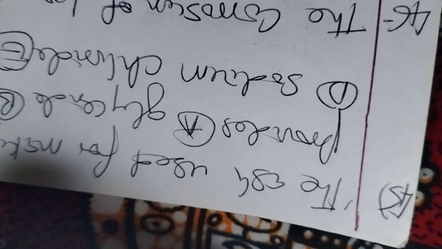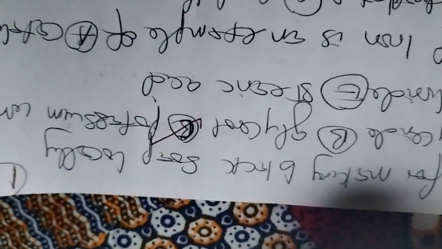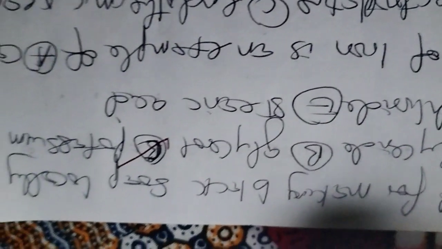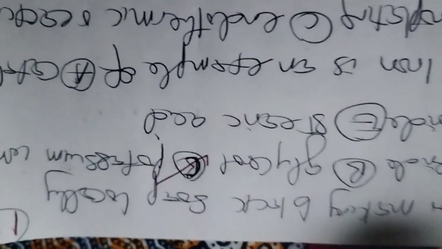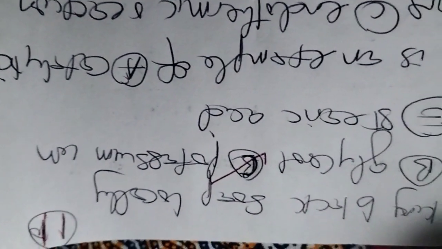Number 45, the ash used for making black soap locally provides A, glyceride, B, glycerol, C, potassium ion, D, sodium chloride, and E, stearic acid. The answer is C. The ash contains caustic potash, so it provides potassium ion. So number 45, the answer is C.